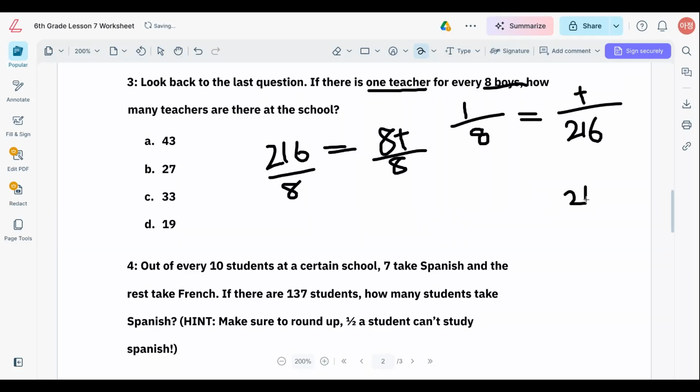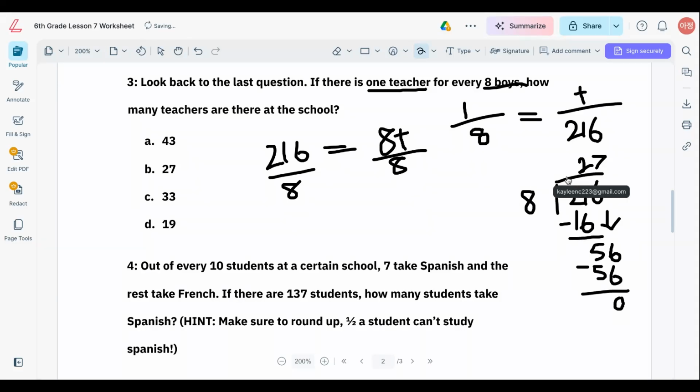So 216 divided by 8. 8 goes into 21 2 times. That is 16. That is 5. And 6. That is 7, because 8 times 7 is 56. Minus, and we're done. So T equals 27. So 27 is the answer, and that would be B. Right? And that's it.